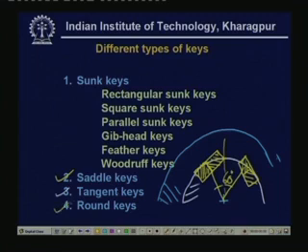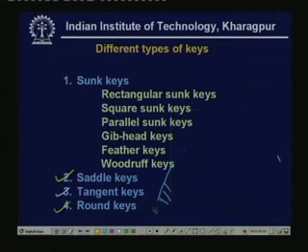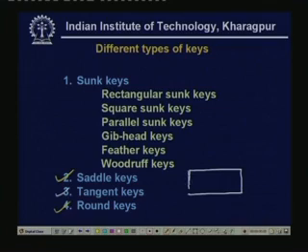Sometimes we use the round keys. Now, how do they look? Let me draw the round keys. As the name suggests, they are round in shape. So, let us say that we want to fix one shaft to another shaft.